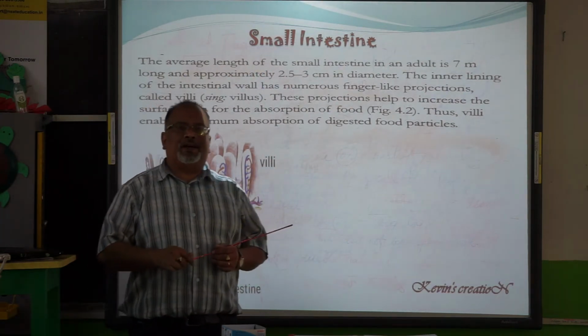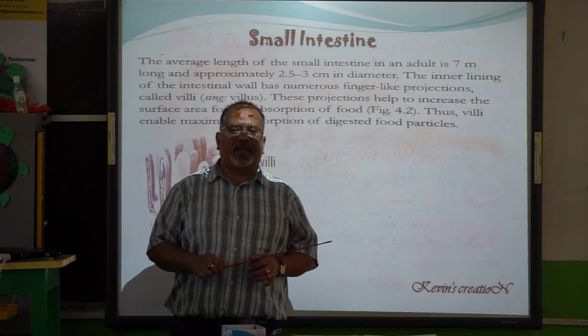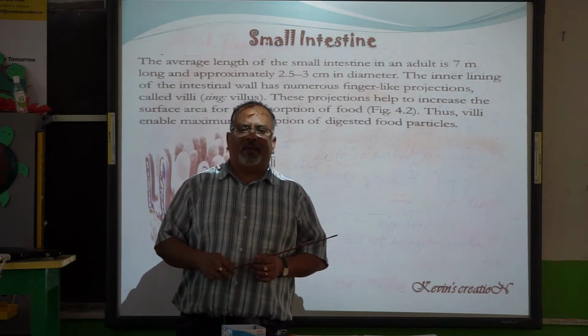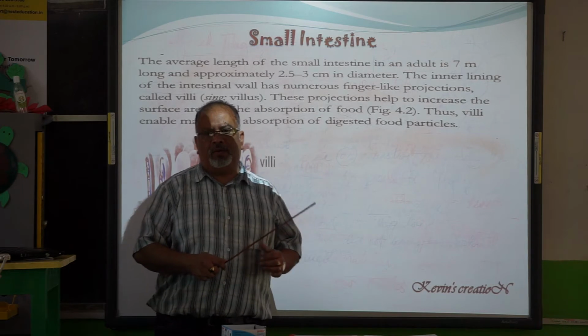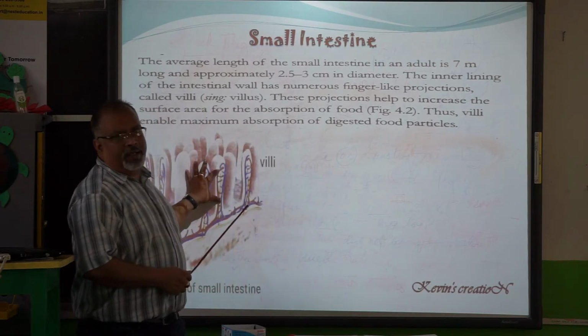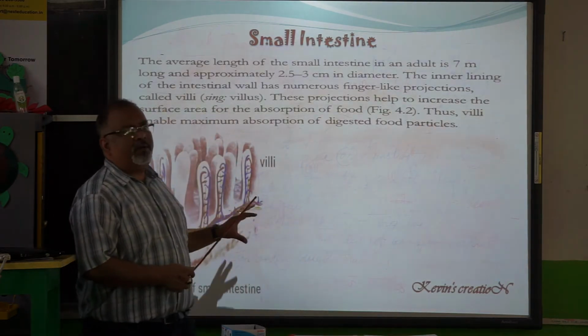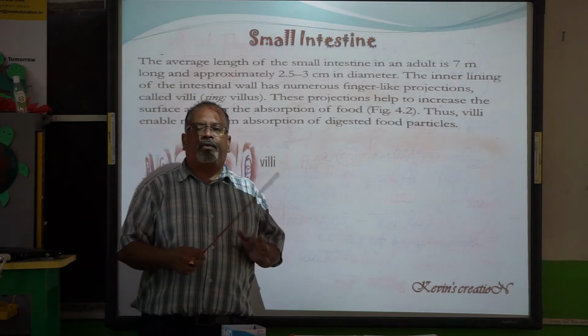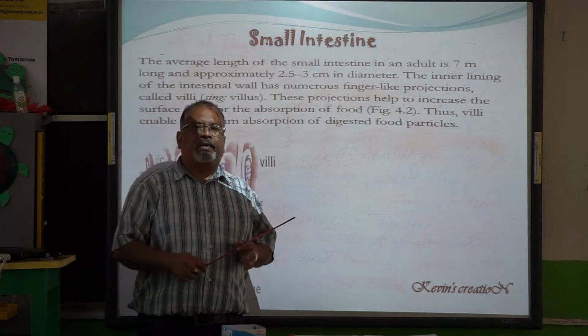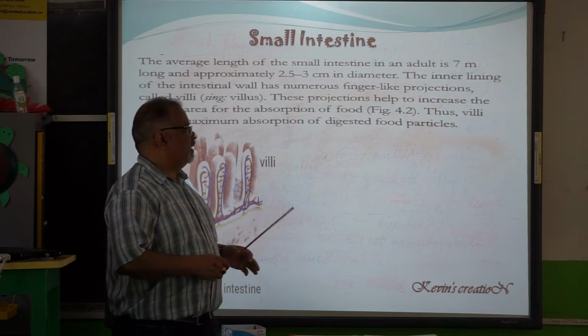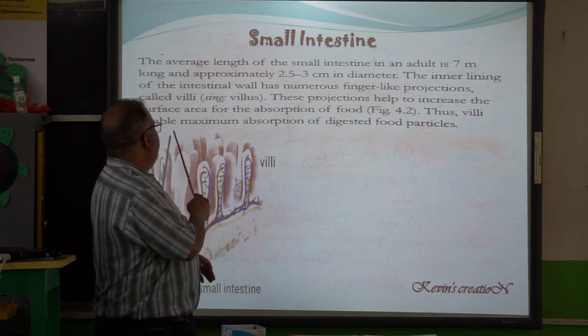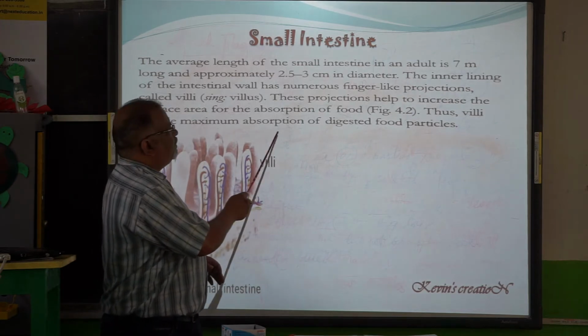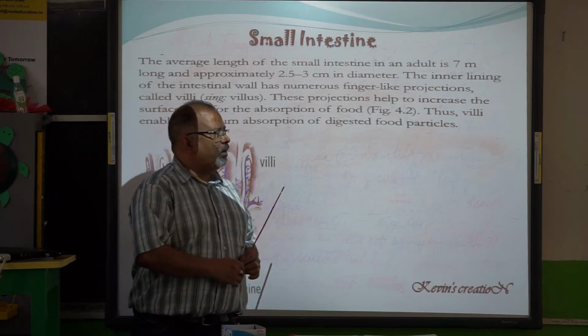When the food is already digested in the small intestine, whatever is required, it is taken by the body. How? Through these villi. Food is absorbed and it is given to the blood. It is mixed with the blood. Thus, villi enable maximum absorption of digested food particles.